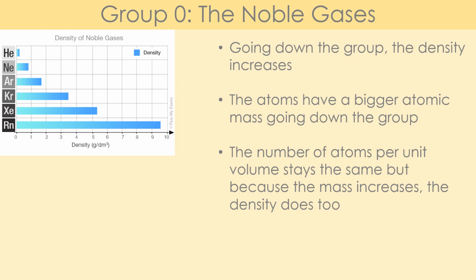Now, this bit gets a little bit complicated, but the number of atoms per unit volume, so per centimetre cubed, whatever volume we've got in a room, will stay the same. That's always the same for every single gas. So if I had 5 helium atoms in a space, I could also fit in 5 radon atoms within that space. The number stays the same. Because the mass increases, the density does too.